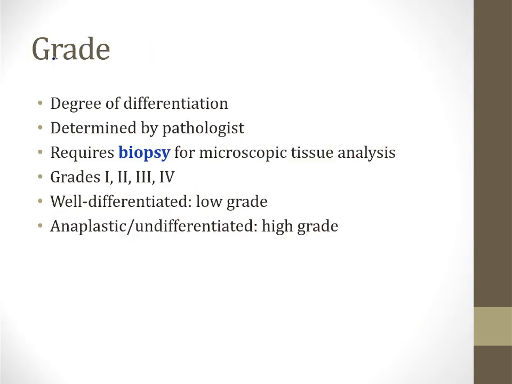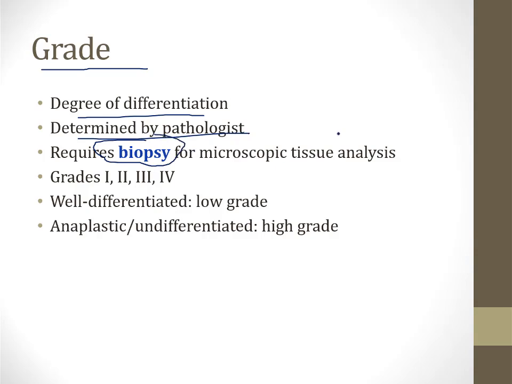Now let's talk about the formal system clinicians use for describing a tumor. All tumors have what's known as a grade. This represents the degree of differentiation. This is always determined by a pathologist, and it requires a biopsy for microscopic tissue analysis. And it's high yield to remember that this requires a biopsy.